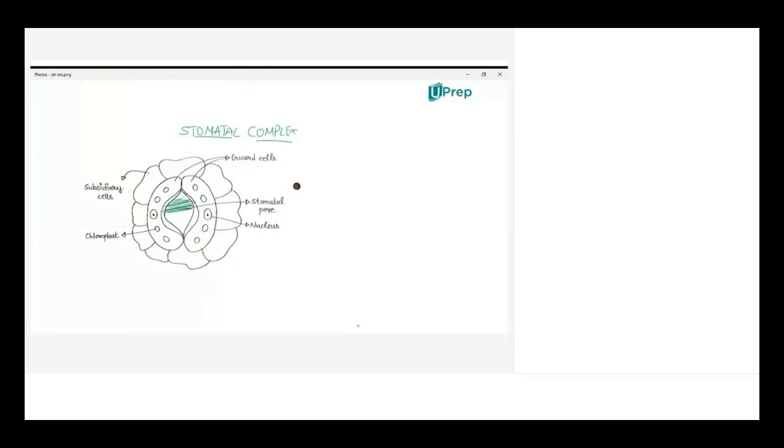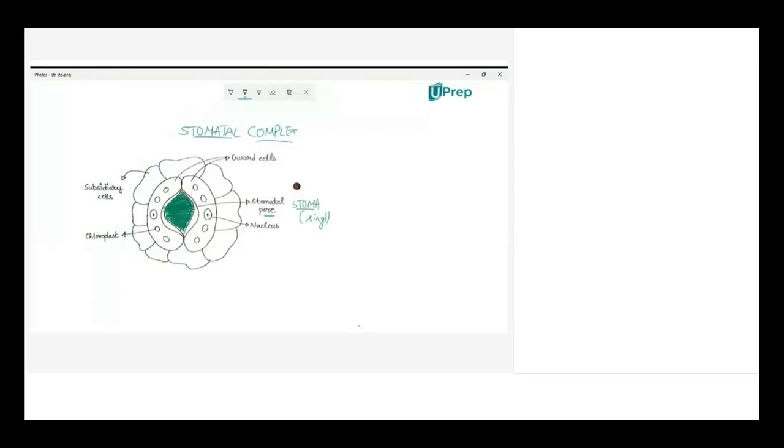So around the stoma pore, you are having two cells called guard cells. The number will be 2. The guard cells' shape will be different in different plants. Usually only two shapes we find for guard cells. One is bean shaped and the other one is dumbbell shaped. Here you can observe it's a bean shaped structure, or kidney shaped in other words.